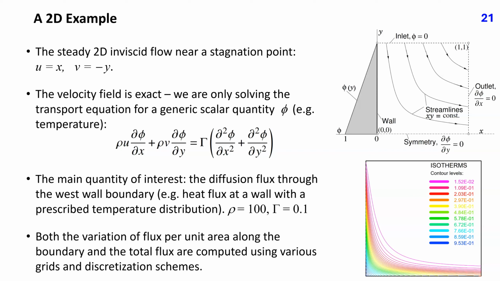To be consistent with the solution process, gradient of phi at the west boundary needed to compute the flux is obtained using approximations of the same order as the dominant order of the overall discretization, as described in slides 10 and 11. The plot on the bottom shows an example of computed lines of constant phi.